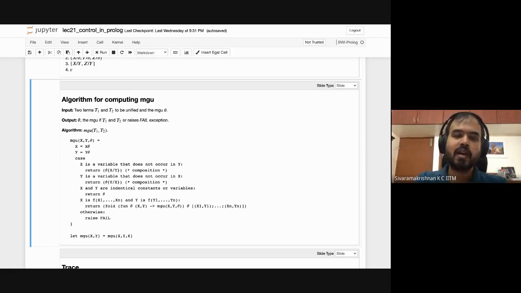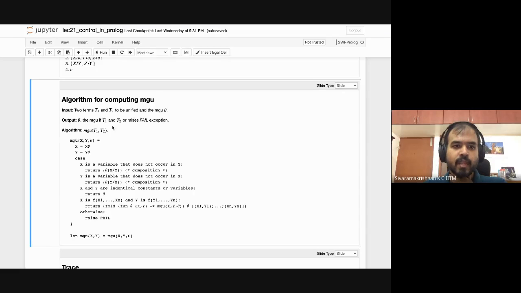Okay. So here is an algorithm for computing the MGU. What you will do in the 7th assignment is essentially encode this algorithm. It's a really simple algorithm, and it works out quite nicely. The input for this algorithm is the two terms for which you're going to find the MGU.